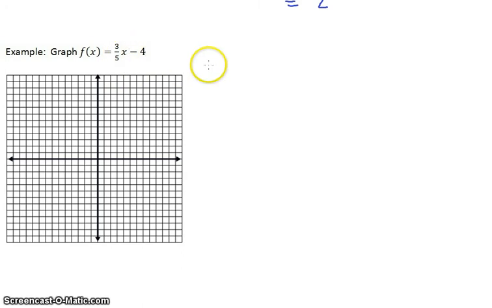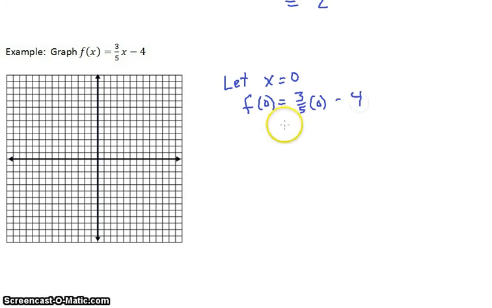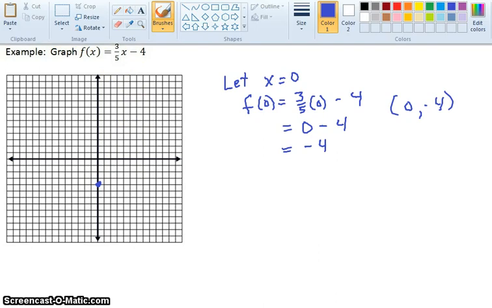So I'm looking at another one. It doesn't really matter. I'm going to start with the same approach, and you're probably going to notice a pattern very quickly with these. I'm going to deal with 0 right away just because it's very easy to deal with. If I plug 0 in, I get 3/5 times 0 minus 4, and that's going to reduce to 0 minus 4, or a negative 4. So my first point is 0 comma negative 4. I'm going to go down to 0 comma negative 4, and there's my first point.